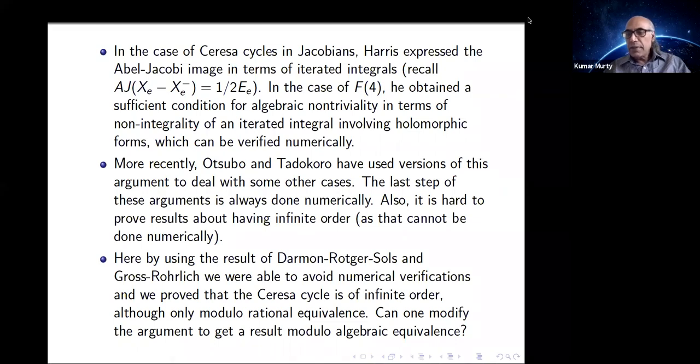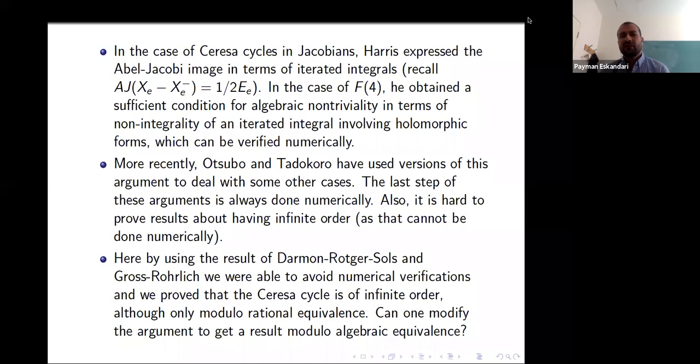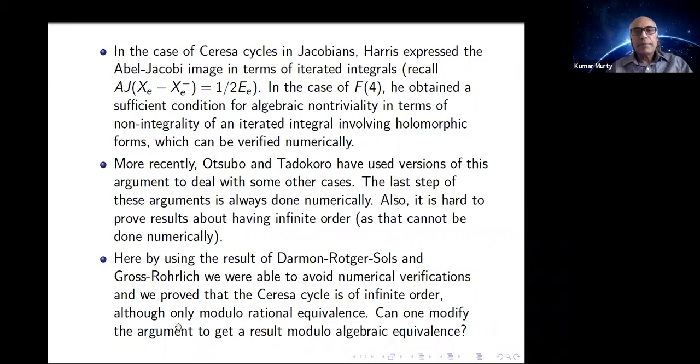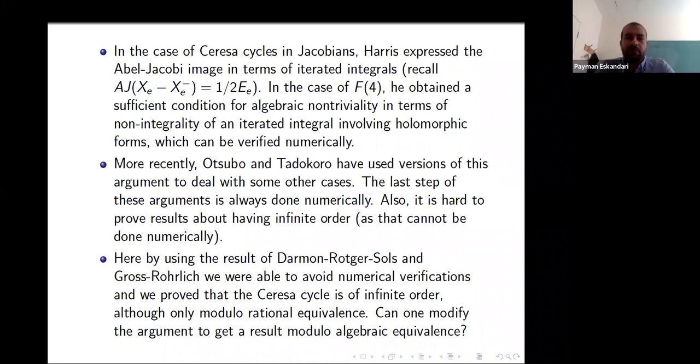Okay, does anybody else have any other questions? You're all very silent today. One thing that I forgot to mention is that the same thing actually gives, because the result of Gross and Rohrlich is actually about points on quotients of these Jacobians. So one gets the same thing about quotients.